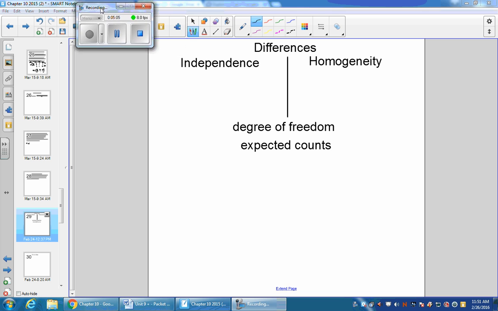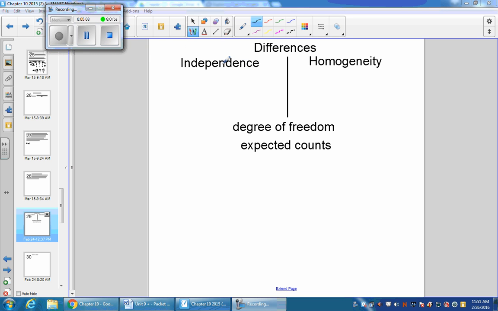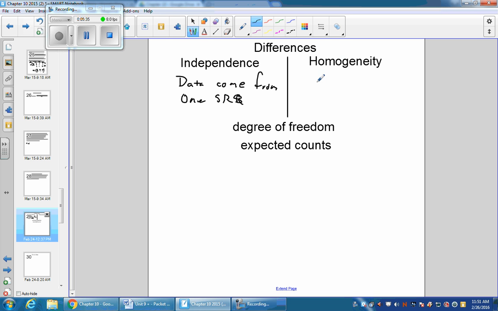Now, there's one major difference between the tests of independence and homogeneity, and it's how the data is collected. In chi-square tests for independence, data come from one SRS. So all the data comes from one SRS, and then you take each data point and you put it into your 2 by 2 matrix. In homogeneity, data come from multiple SRSs.